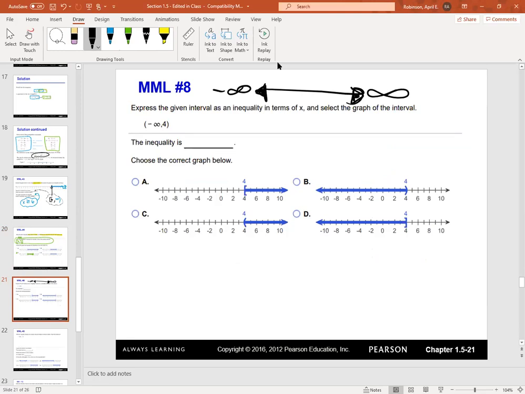So it's going to start at negative infinity and then go up to the 4, but don't include the 4. So that would be choice B. And I just realized I was looking at the graph first. Sorry. They want the inequality for that. That would be X is less than 4. You'd start at 4 and go to negative infinity. So that's from 4 and going in this direction.